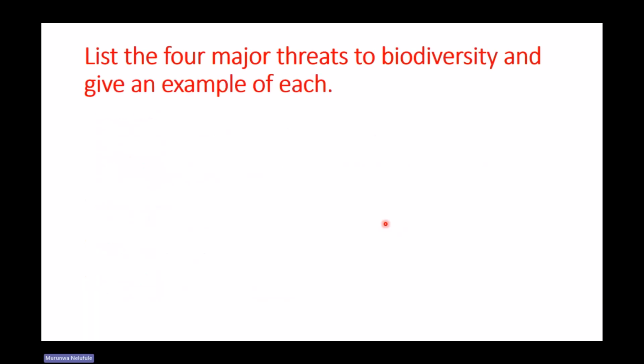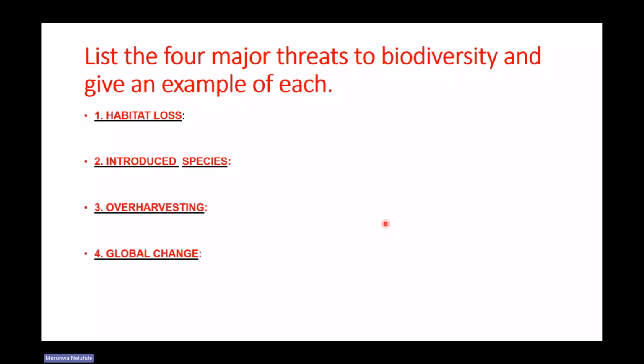Just out of curiosity, which ones are the four major threats to biodiversity? Did we do this? Yes, we did. Someone in the comments section said pollution. Thank you for that. Climate change, and an example is rising temperatures. There will also be habitat loss, introduced species, overharvesting, and global climate change.